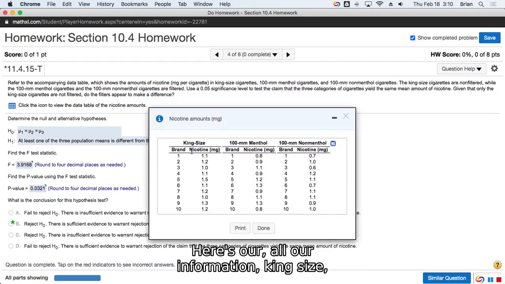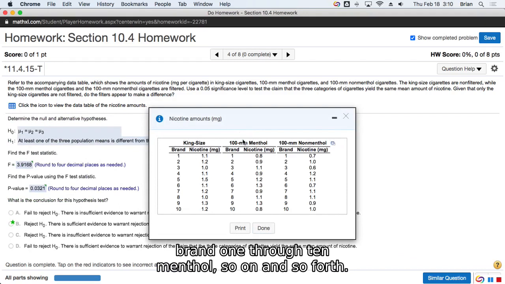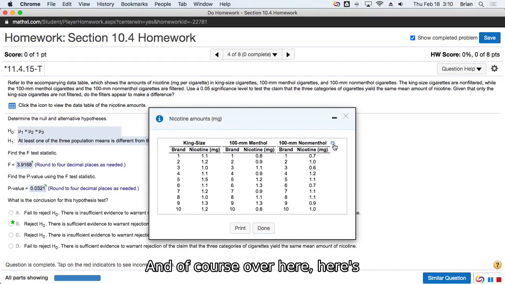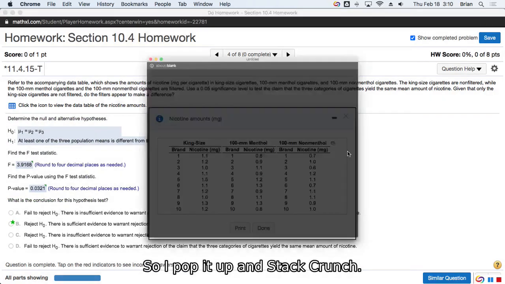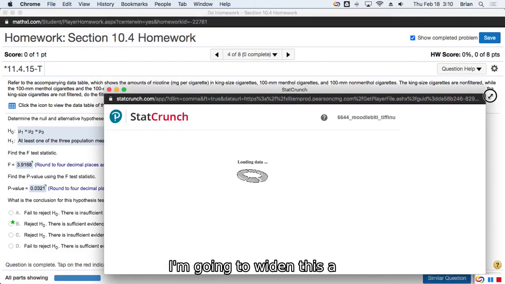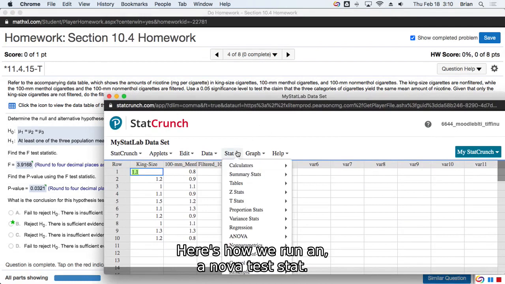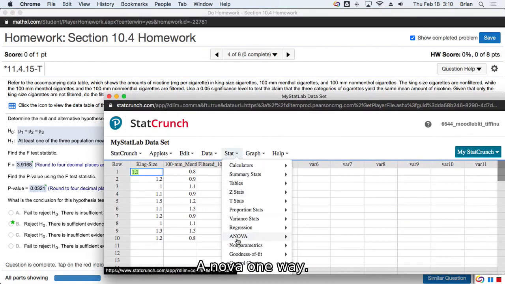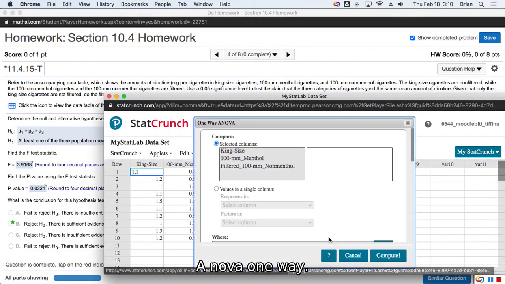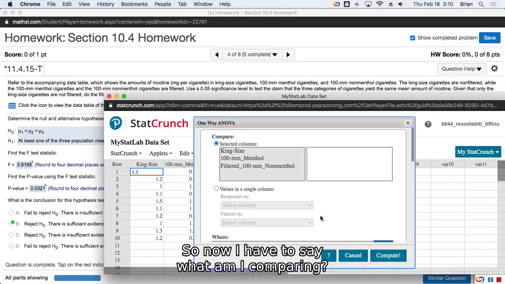Here's all our information. King size, brand 1 through 10, menthol, so on and so forth. And of course, over here, here's our little StatCrunch symbol. So I pop it up in StatCrunch. I'm going to widen this a little bit so I can see some more stuff. Here's how we run an ANOVA test. Stat, ANOVA, one way.